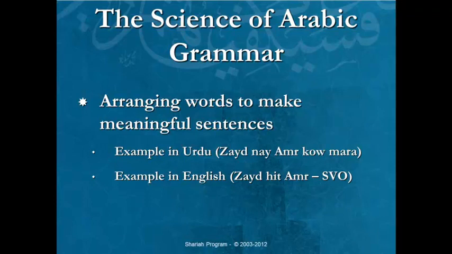And the minute you bring Amr at the front and you delay Zayd, then Amr becomes the subject and Zayd becomes the object. So you don't need extra words in English, but the sequence is very rigid, and you can't convey the meaning in too many different ways.